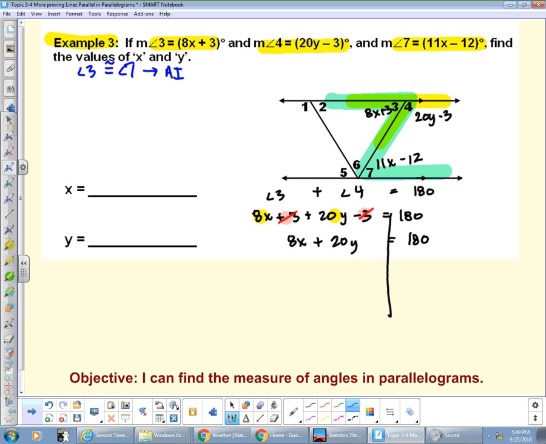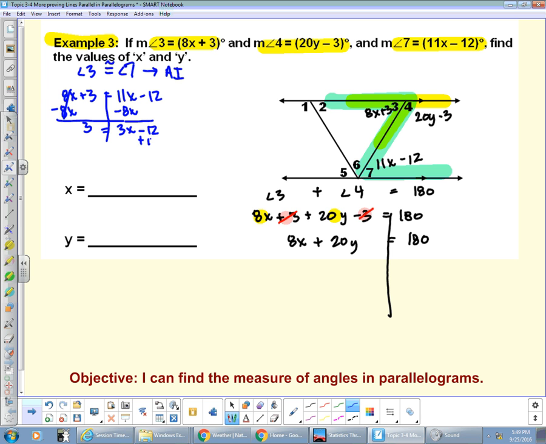But regardless, I know that they're congruent, and I know in geometry when two things are congruent, I'm going to set them equal to each other. And so I'm going to say 8x plus 3 equals 11x minus 12. So this time, for this equation, I want to get my variables on the same side. So I'm going to subtract 8x from both sides. I'm going to bring down 3 equals 3x minus 12.